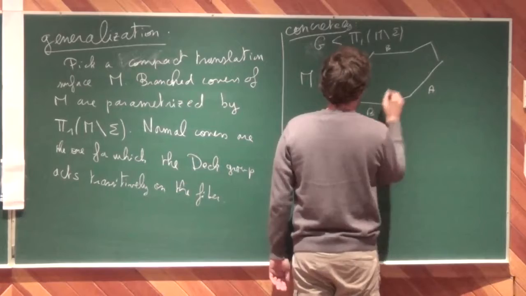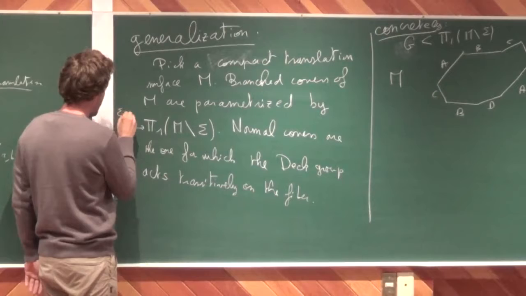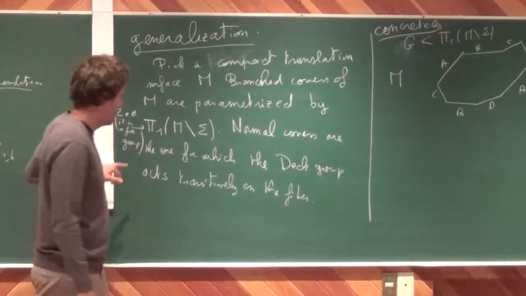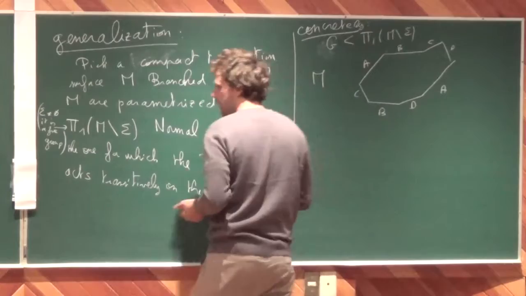And yes, this is a big group. If sigma is not empty, this is a free group. So just to mention that you have a lot and a lot of covers. If you have a surface and a group, you have natural generators for your pi 1. If your surface is represented by a polygon, you have natural generators.